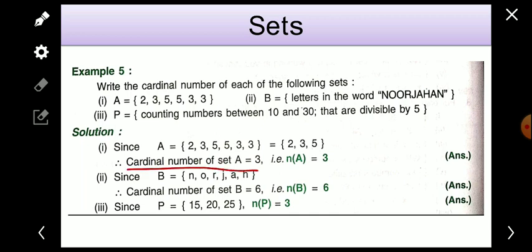So the cardinal number of set A is 3. Why? It has only 3 elements. So the cardinal number is 3, and it can be represented like this also, n(A) is equal to 3. So like this we can find the cardinal number of any set by counting the number of elements.